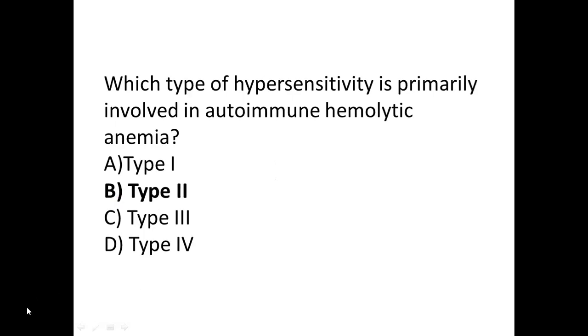Next. Which type of hypersensitivity is primarily involved in autoimmune hemolytic anemia? The answer is type 2. In type 2 we have transfusion reactions, RH incompatibility reactions and autoimmune hemolytic anemia. These are all examples that come under type 2 hypersensitivity reactions. What is autoimmune hemolytic anemia? The body stops or forgets the recognition of your own blood cells.